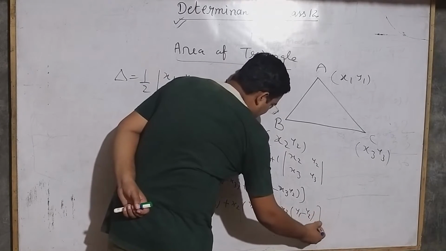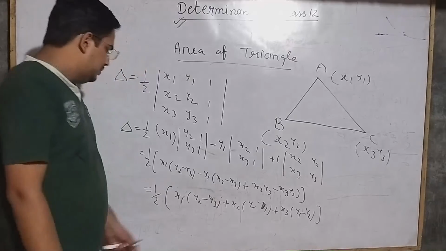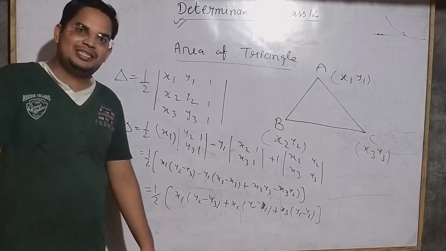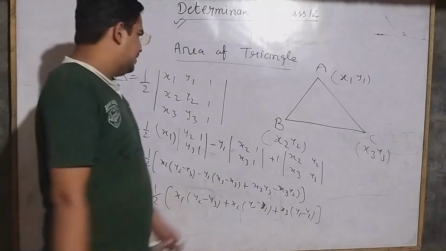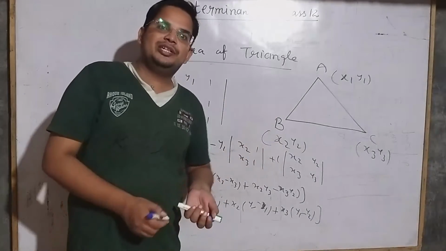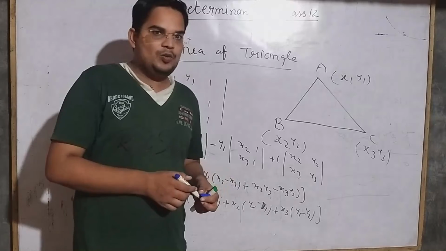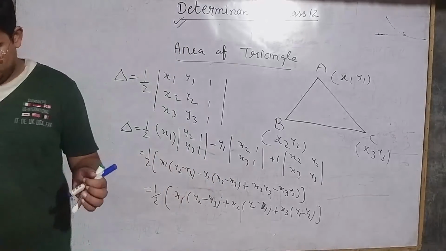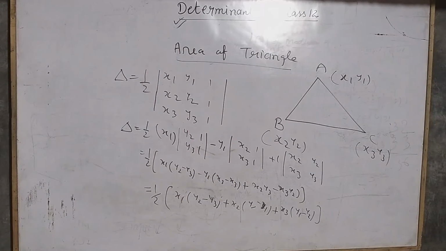This is the formula of area of the triangle. So this one I think we had studied in class 9th also. Okay, so it's a very simple formula. You just put the coordinates of the points of the triangle, x1 y1, x2 y2, and x3 y3, and you will get your answer. I hope you are getting my point. Chaliye, we are moving to the next part. Let's see what is the next part.